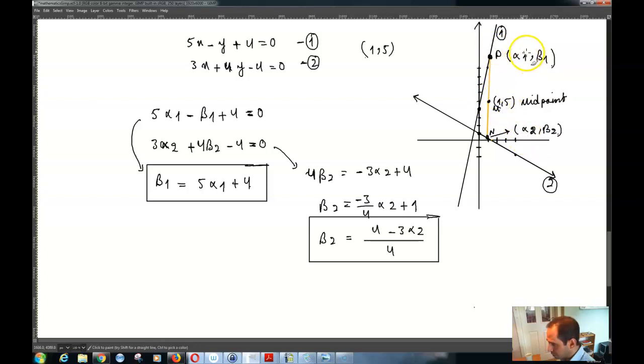So I can say that alpha 1 plus alpha 2 divided by 2 is equal to 1, because 1 is the x coordinate of the midpoint of these two points. And also I can say that beta 1 plus beta 2 divided by 2 is equal to 5.